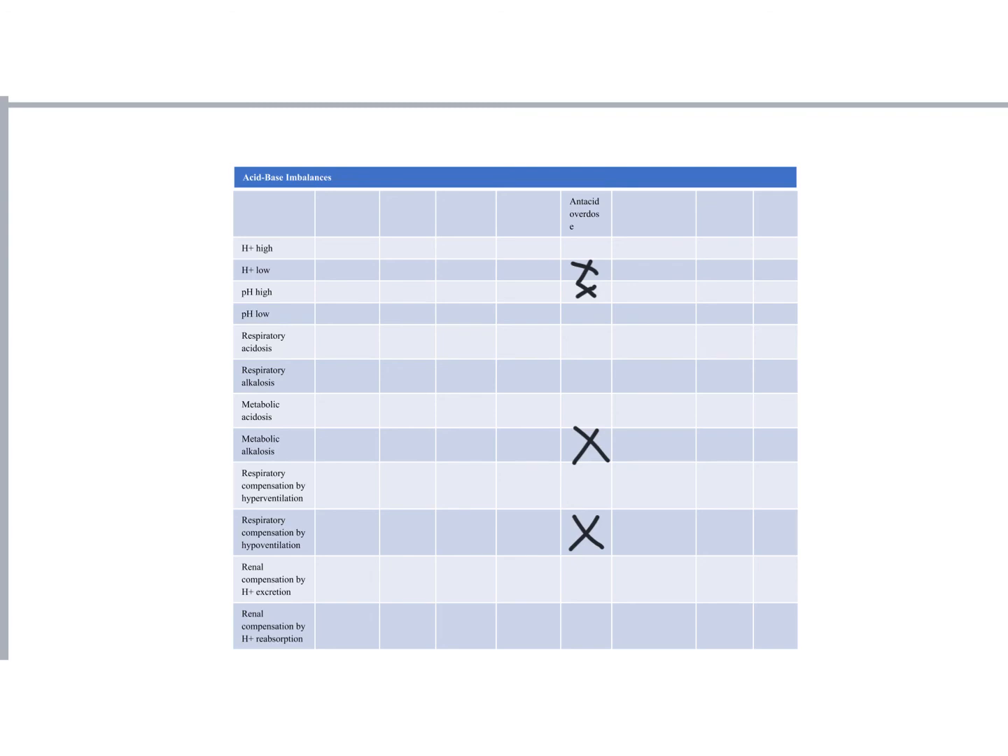So antacid overdose is a metabolic alkalosis, which means our pH is high, hydrogen ion concentration is low, and the respiratory system is going to hypoventilate to compensate.